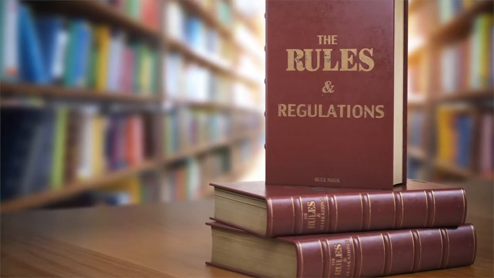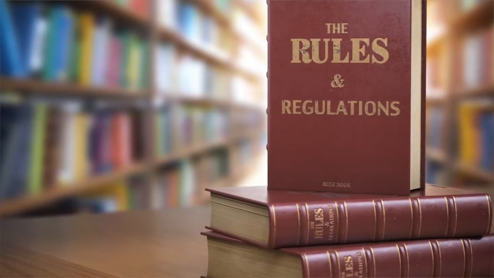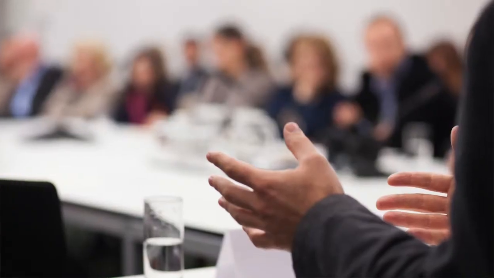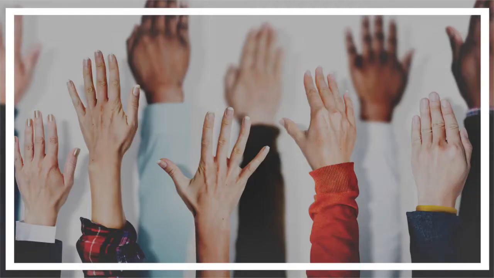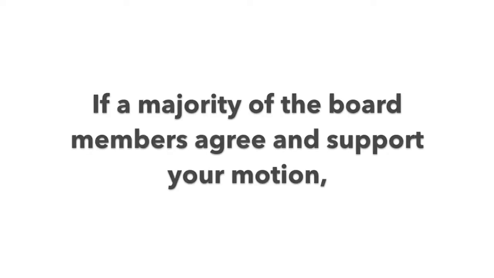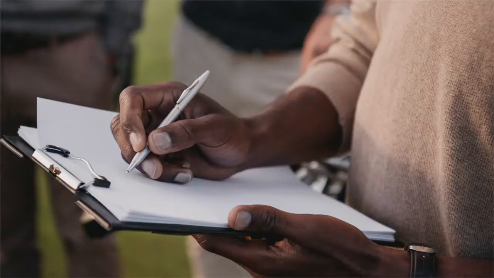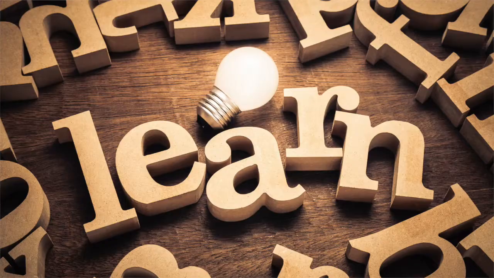You can express your disagreement by appealing from the decision of the chair. Sometimes referred to as challenging the decision, this is an incidental motion that effectively enables you to voice your disagreement. If one of your fellow trustees shares your concern and that trustee seconds your motion to appeal, the motion goes to a vote. If a majority of the board members agree and support your motion, the original decision of the chair is overturned.